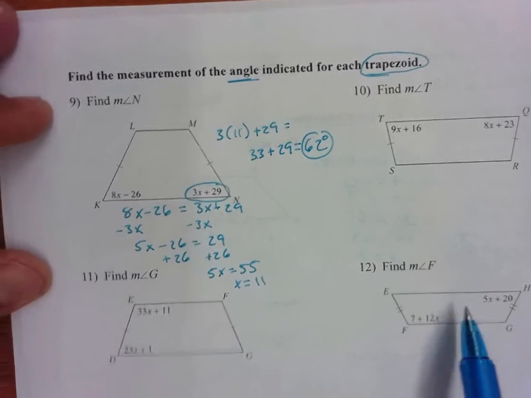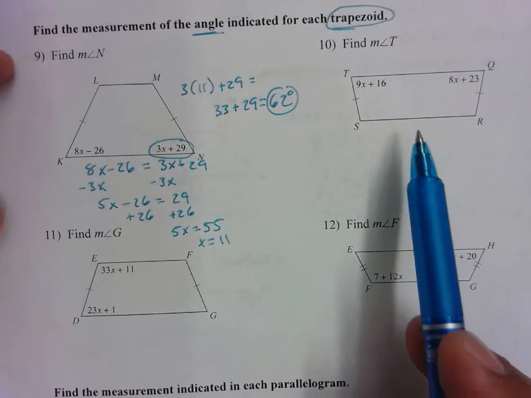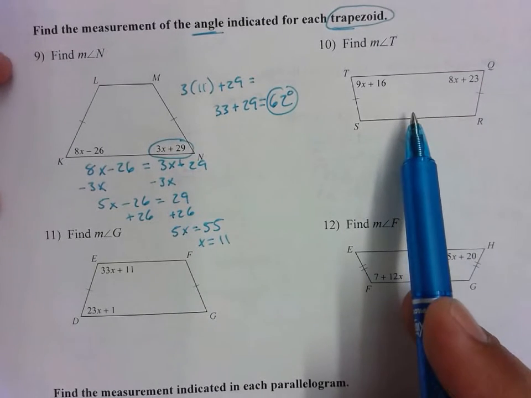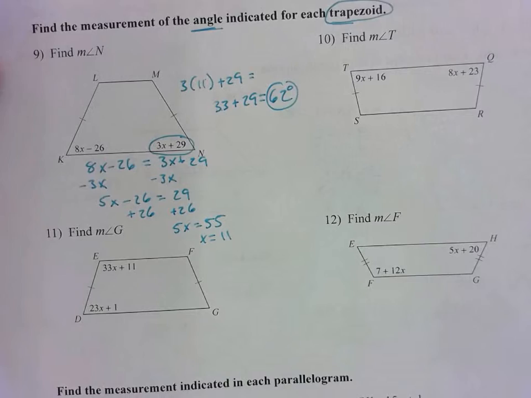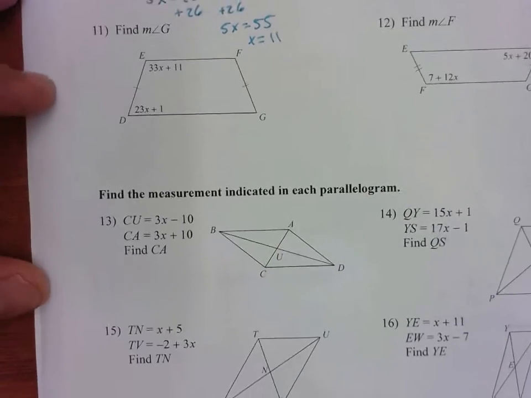Number 12, they're going to be supplementary. Number 11, they're going to be supplementary. Number 10, they're what? They're congruent. All right, number 13.